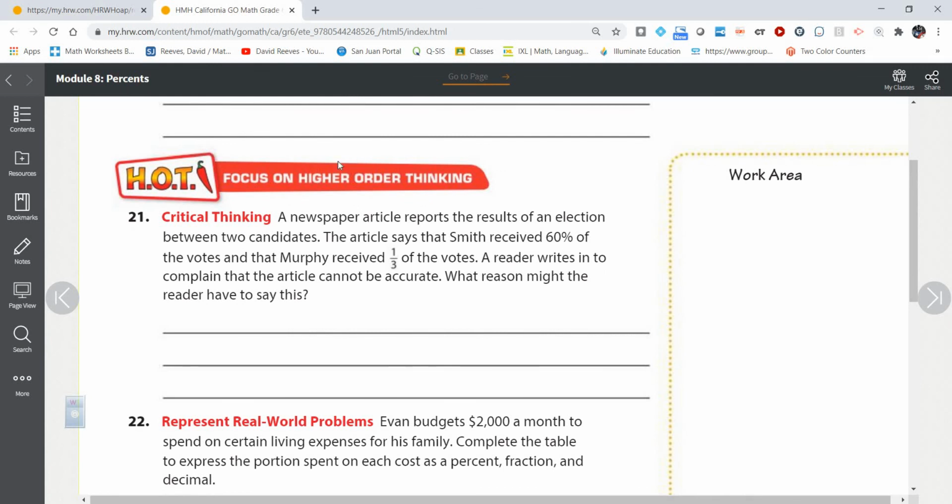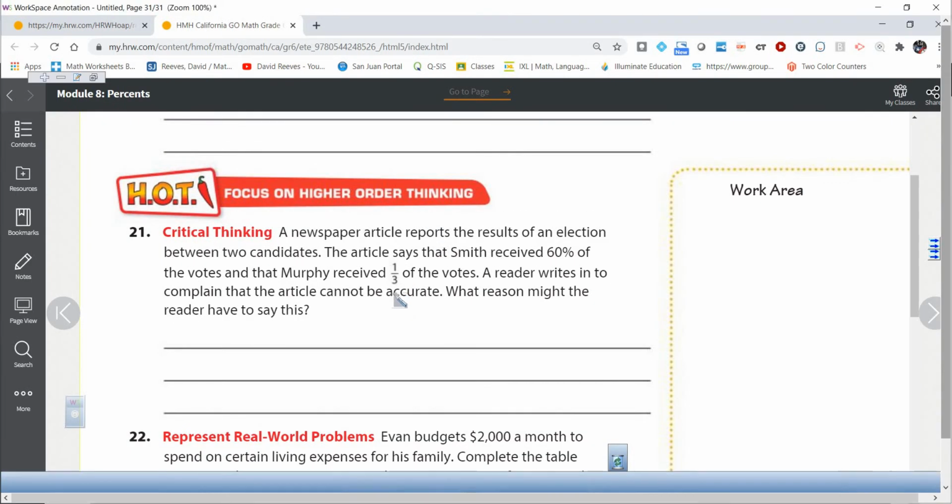All right, last question. A newspaper article reports the results of an election between two candidates. The article says that Smith received 60% of the votes and that Murphy received 1/3 of the votes. A reader writes in to complain the article cannot be accurate. All right, so we have 60% and we have 1/3. Now again, if we are talking about an election, we should have 100% of the votes. Do you agree? All right, so we've got 60% of the votes, right? And we've got 1/3. So what is 1/3 as a percent?